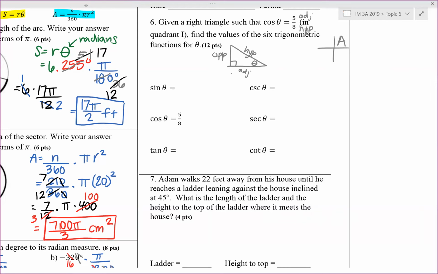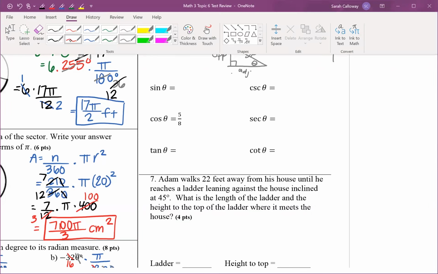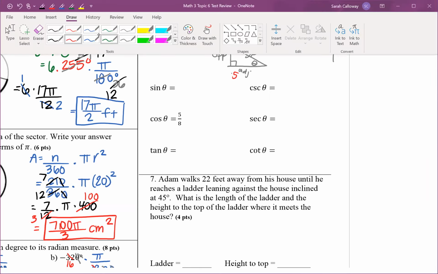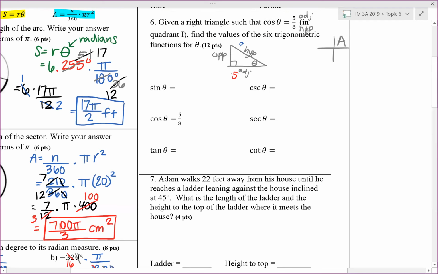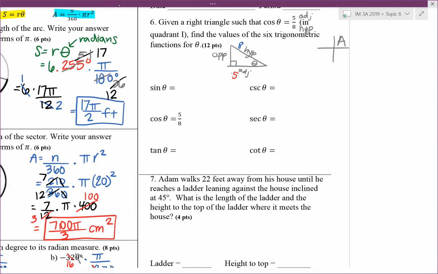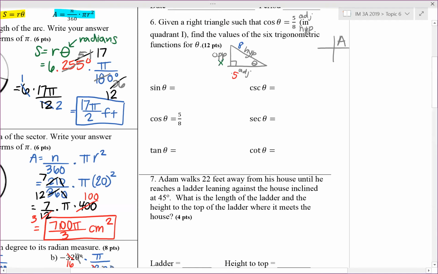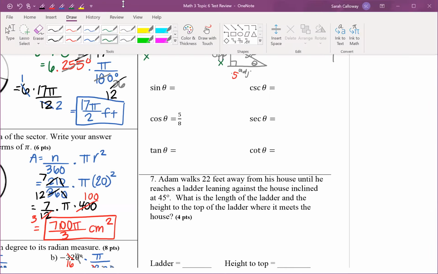And so the side adjacent to theta is 5, and the side that is the hypotenuse of the triangle is 8. And so remember that if I'm looking for the opposite side, I'm using x squared plus 5 squared equals 8 squared.